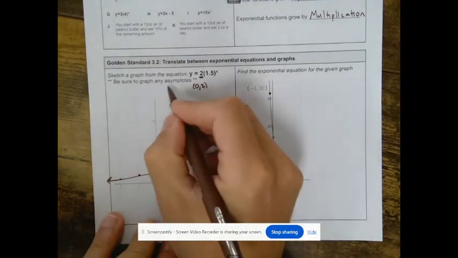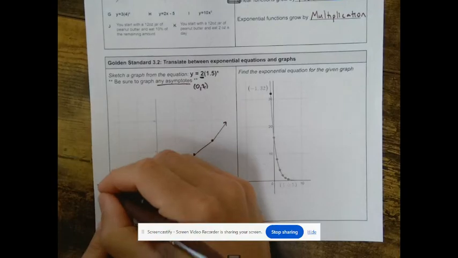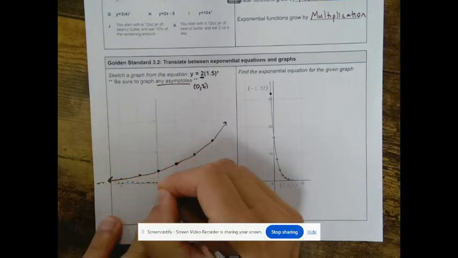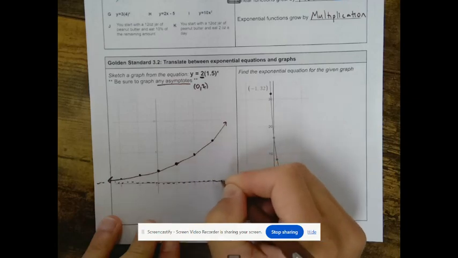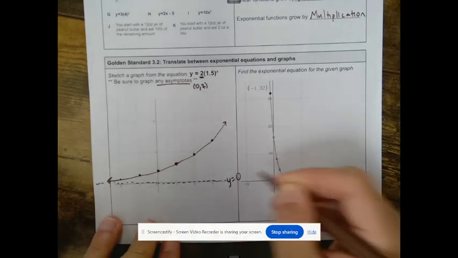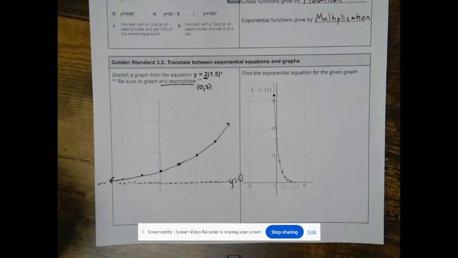Now, be sure to graph any asymptotes. What that means is there is an asymptote right down here at y equals 0. So all we want to do there is mark it with that dashed line and record it as y equals 0, showing there is an asymptote.